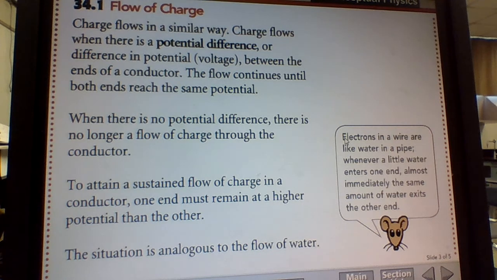One way to think of it, as the mouse brings up over here, is that electrons in a wire are like water in a pipe. You add a little bit of water to the end of the pipe, and a little bit of water comes out the other end of the pipe. The same kind of thing happens with electrons. You put a few electrons into a wire, and a few electrons have to come out the other end.